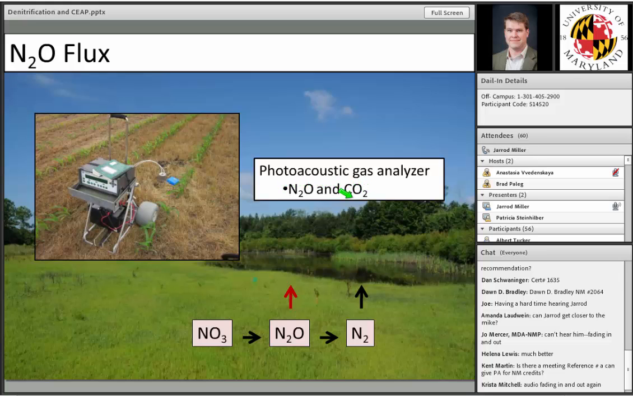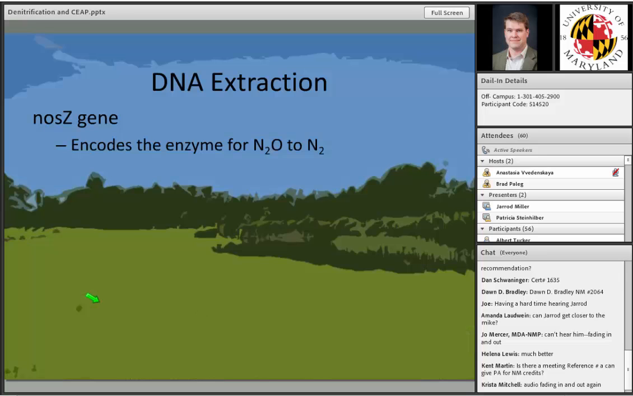And finally, we did DNA extraction, where we looked at the nosZ gene. There are actually 4 enzymes that occur in the reaction going from nitrate all the way to N2 in the reduction. But this one gene here, nosZ, encodes, within these microbes, the enzyme that converts N2O to N2, so that final step. So if you measure a lot of this gene, you know that those microbes are active in the soil. So it's another way to get at these final results.